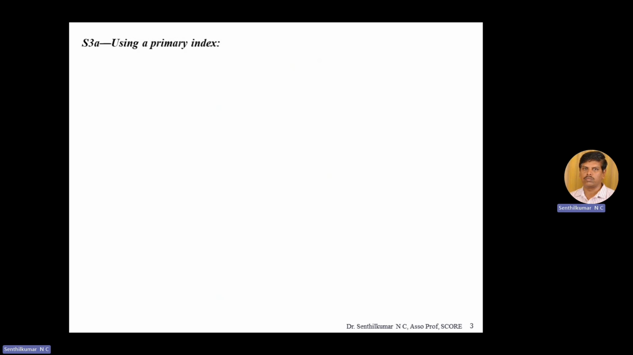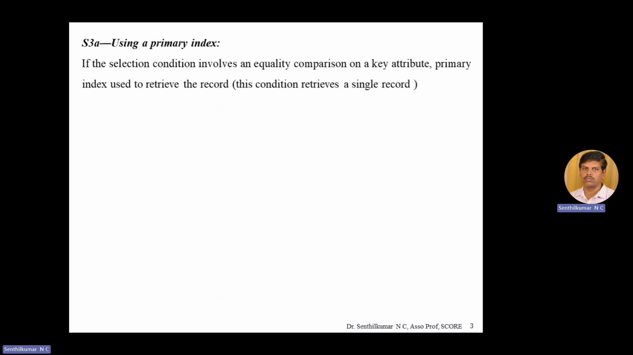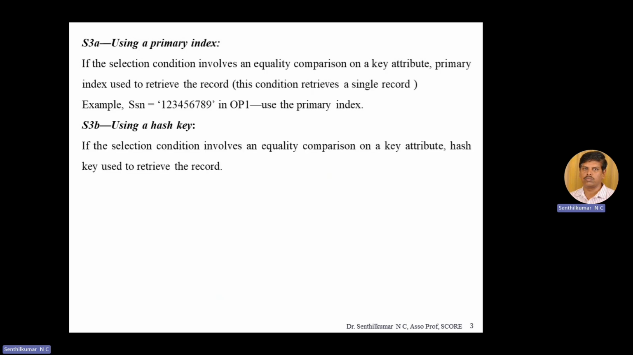So your input value is compared with the index key value. Based on that, the particular data block will be accessed, and the particular record will be retrieved from that data block only. So here also the number of comparisons will be reduced. And the next method: the first one was the primary index, and the second one is using a hash key.